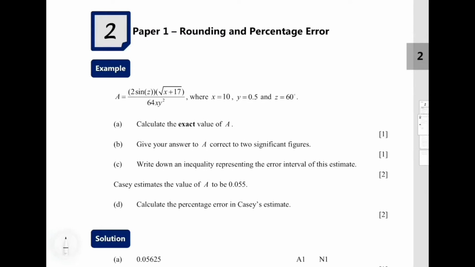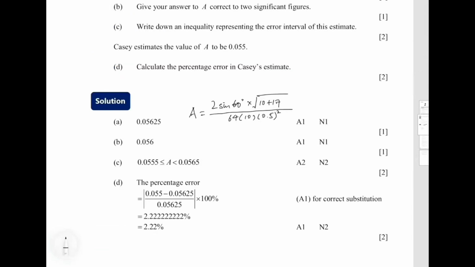So the main idea is, based on the structure of the formula of A, we can consider the right-hand side and make simple substitutions of values. By considering the structure of the formula of A and the values x equals 10, y equals 0.5, and z equals 60 degrees, by simple substitution and copying the entire formula to the graphic display calculator, we can get the exact value 0.05625.